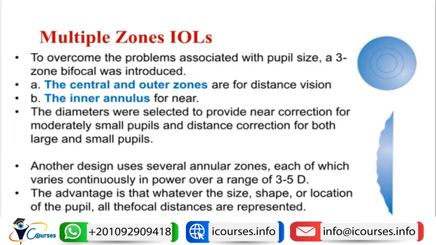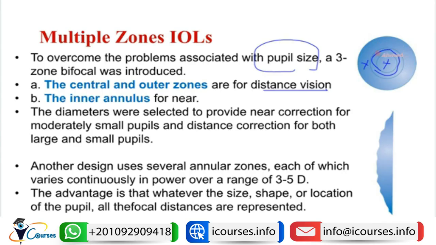Then the next generation was the multiple zone intraocular lenses. The multiple zone intraocular lens will take into consideration the pupil size. The intraocular lens will have three zones: a central one, a peripheral one, and an annulus in between. The central one and the peripheral one will account for the distance vision. So if the pupil is very narrow or very large, the patient will be able to see the distant vision clearly. While the middle annulus zone will account for the near vision.